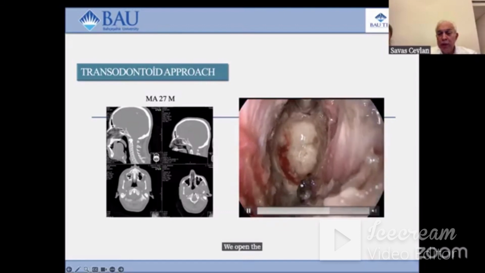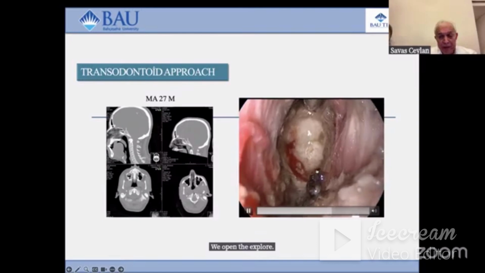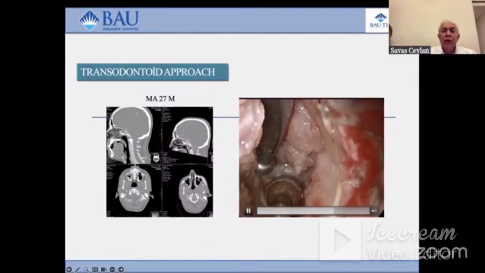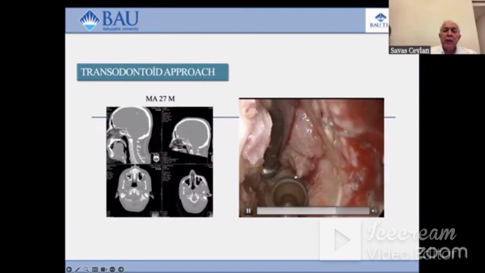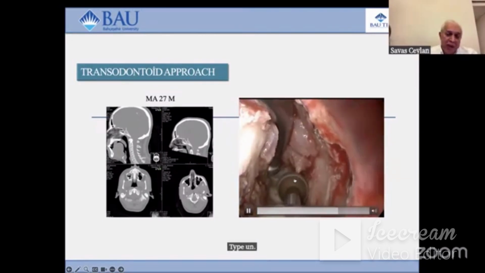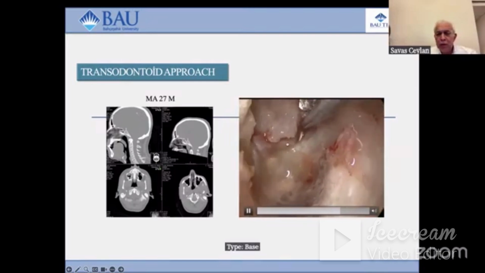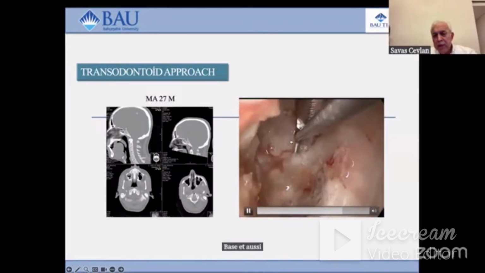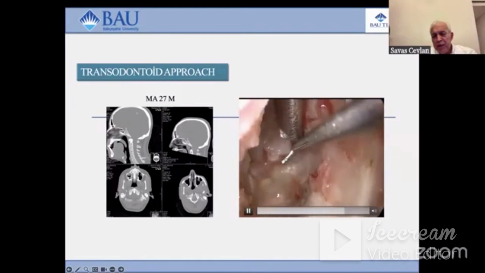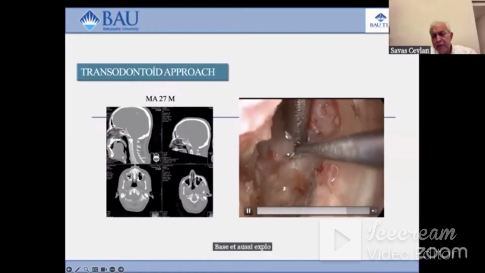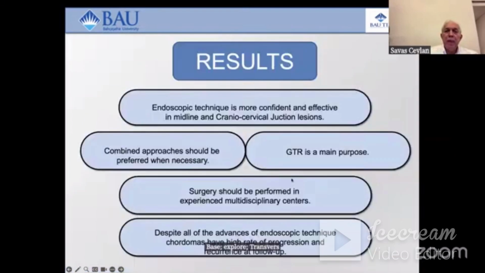We explored the odontoid tip. In this case, we removed only the odontoid tip and preserved the odontoid base, and you see after removal of the odontoid tip, we explored the transverse and other ligaments. In these cases, the endoscopic technique is more confident and effective in midline and craniocervical junction lesions. A combined approach should be preferred when necessary.